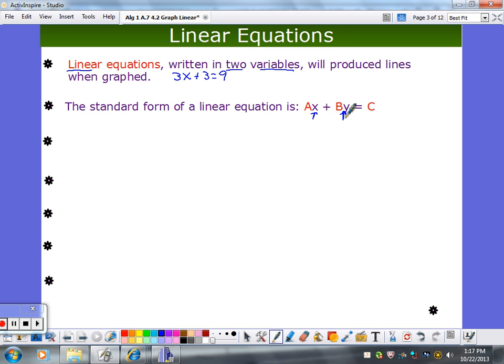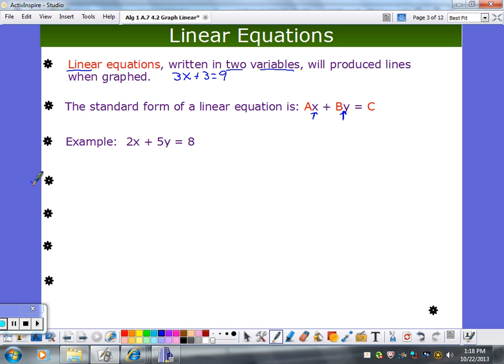So what are this A, B, and C? The A, B, and C represent placeholders for values. But it's basically a format. So if I see something in this format with numbers in the place of an A, B, and a C, I know I have a linear equation.